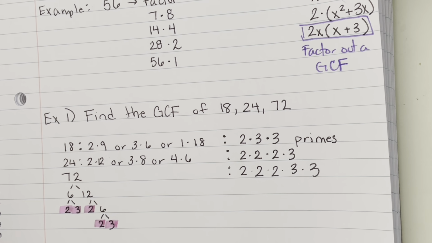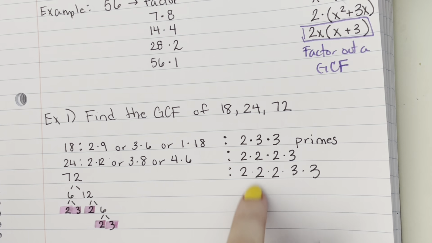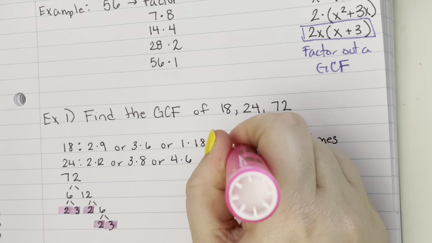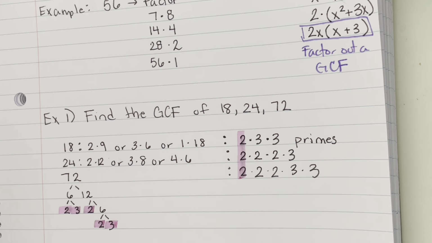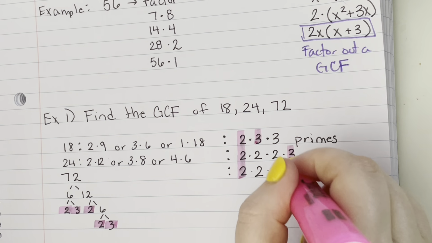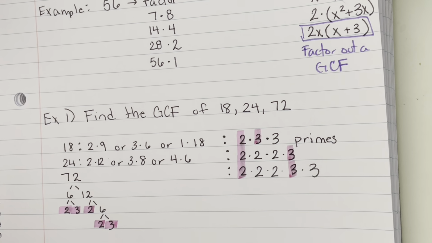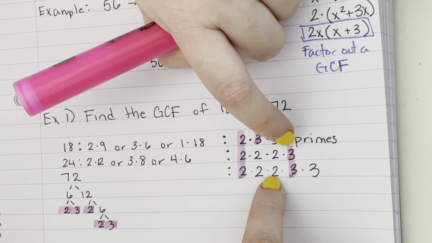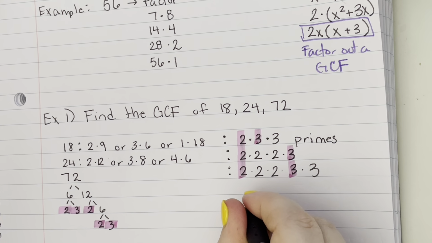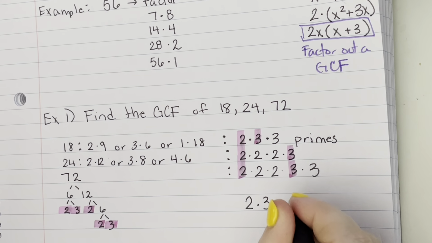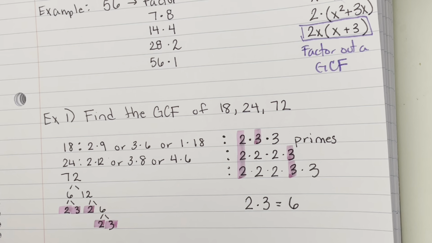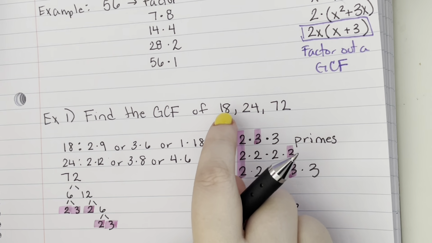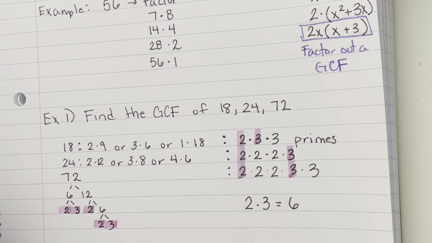Now you may have noticed what the greatest common factor is, but let's take a look at these prime factorizations and find it here. All 3 numbers are divisible by 2. All 3 numbers are also divisible by 3. If you look, they don't have anything else in common in all 3. These two have a 3 in common, but this one does not. These two have a 2 in common, but this one does not. So the greatest common factor is 2 times 3, which is equal to 6. 6 is the largest number that can divide evenly into 18, 24, and 72.